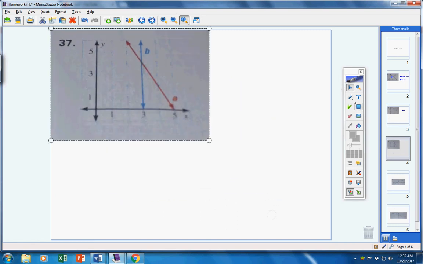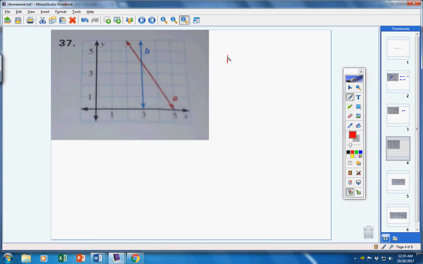Alright, let's start off with the red line first. First of all, notice that the red line, the slope is going to be negative from the left side to the right side, it's going down. Okay? Now let's find two ordered pairs we can use. Here's one. That's a good one. And here's one right here.